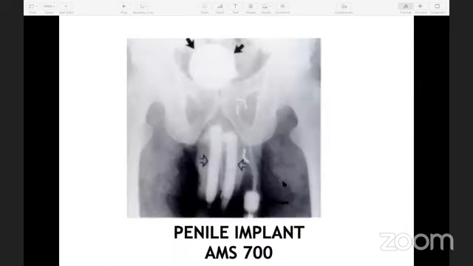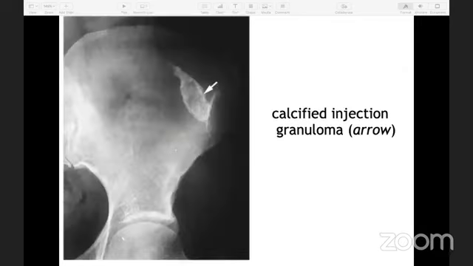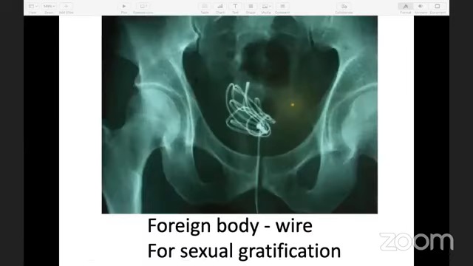This is an AMS 700 penile prosthesis. This is an X-ray with colostomy bag in place. This is calcified granuloma after IM injection in the gluteal region. The wire placed into the bladder for sexual gratification.